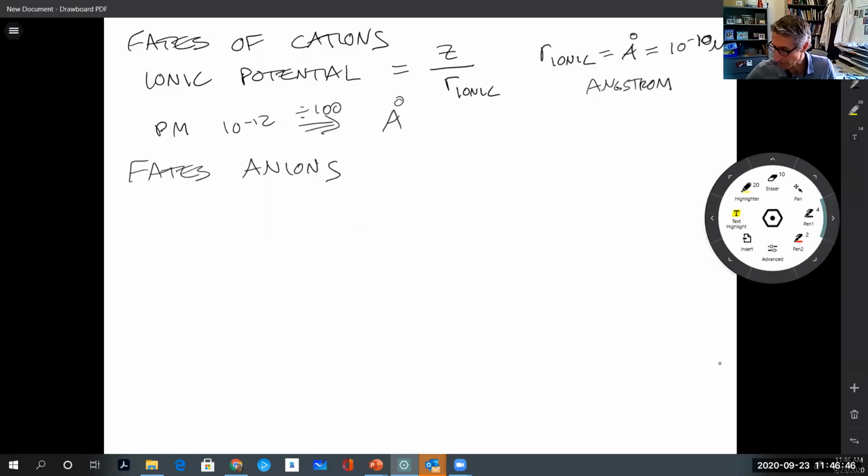Now, when we're talking about the fates of anions, we are talking about, in our incongruent dissolution reaction, there's 2 common ones, bicarbonate and hydroxide. Right? So this is going back to our incongruent dissolution reaction. What's going to happen to these? So what happens to most anions in the soil environment over time?